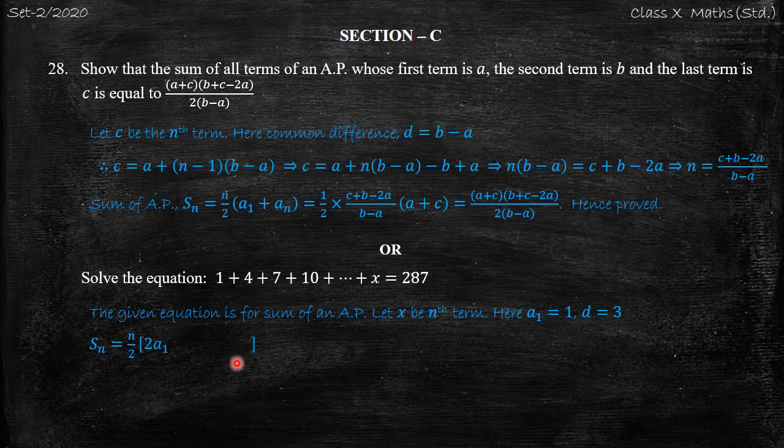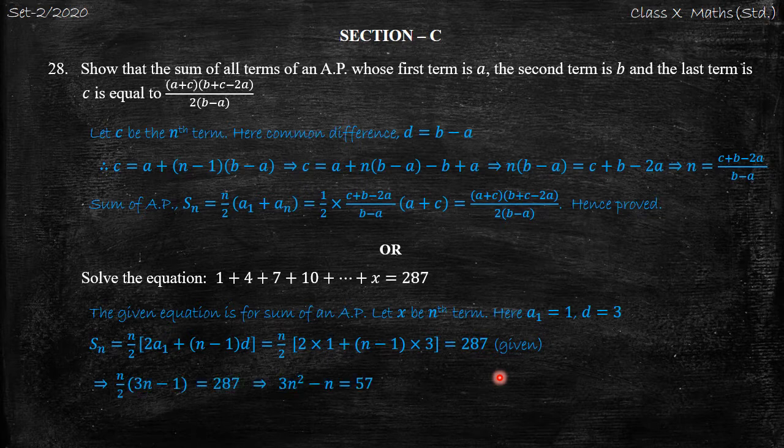Okay, formula for the sum of n terms. You substitute the available values. We don't have the value for n, but the sum is given here. So try to solve for n.